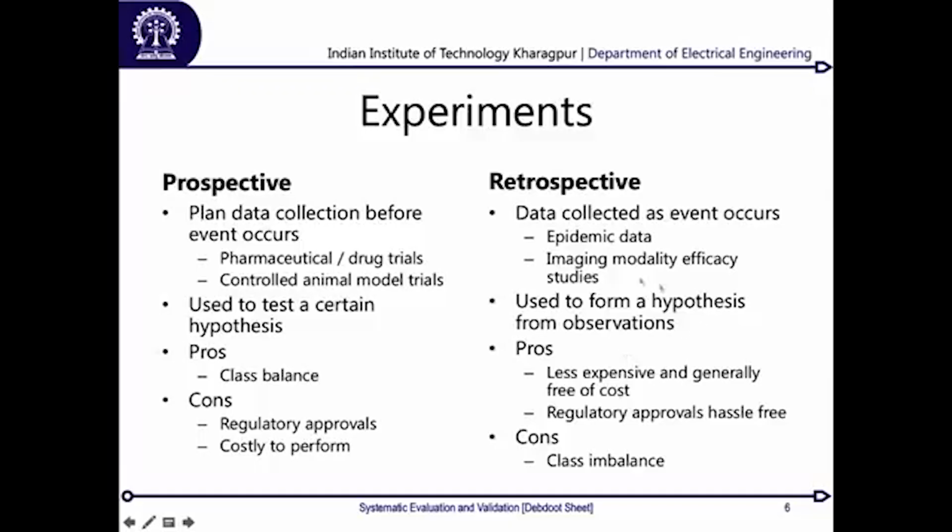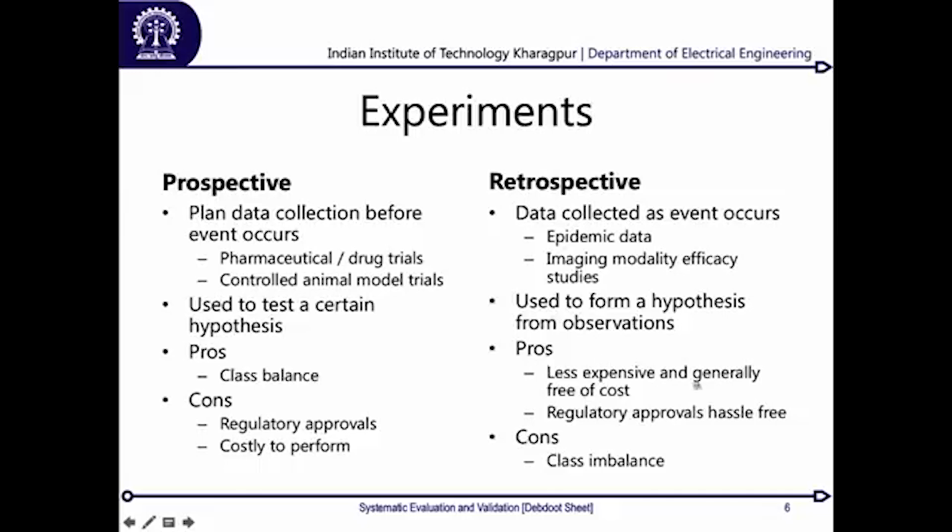Now over here what we basically need to do is form a hypothesis from the observations itself. So here the hypothesis is previously not known, we just observe certain things and then create a model in order to form a hypothesis. The good thing about this kind of experiment is it's obviously less expensive and generally free of cost, because it's just in a treatment protocol or a diagnosis protocol when the images or data are getting acquired. You are just going to make use of this information for your research.